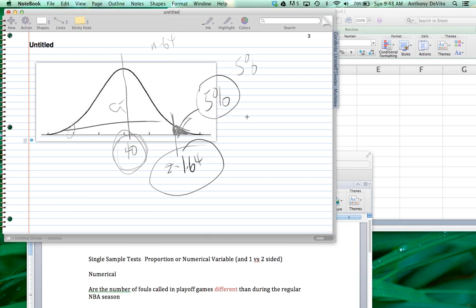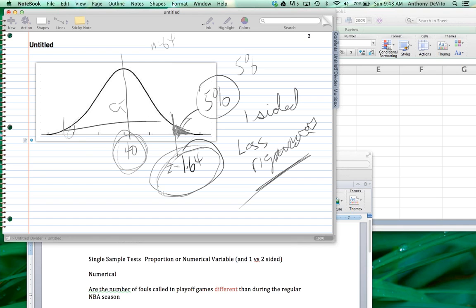So a one-sided test is in a lot of ways less rigorous, easier to prove, right? So that's what we would be looking to exceed if we were doing a one-sided test. And we're only looking at that side. If we're doing a two-sided test, it's a little tougher. We got to go to 1.96.